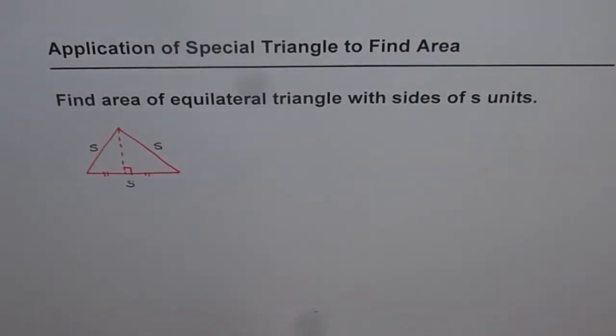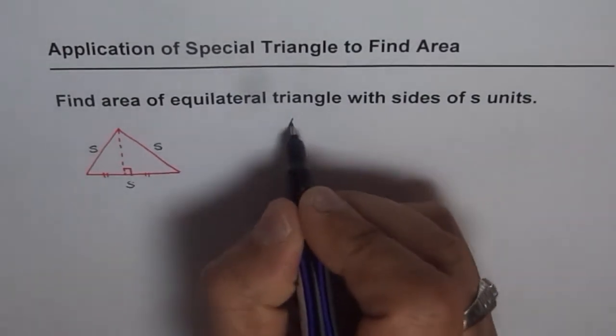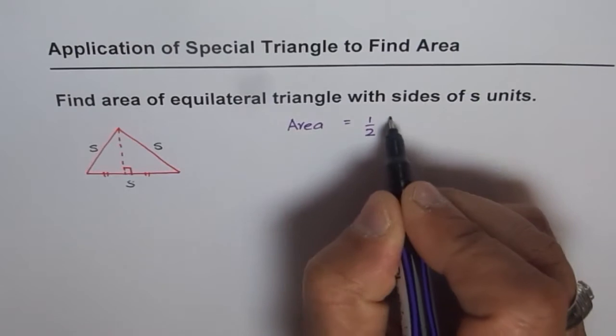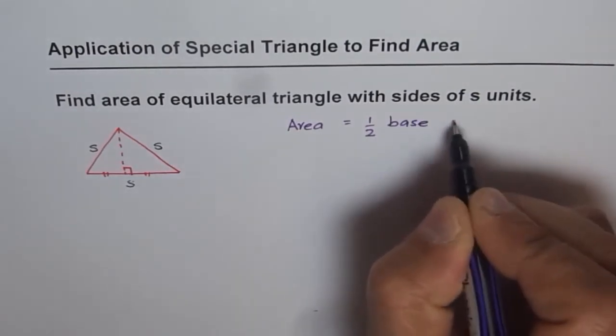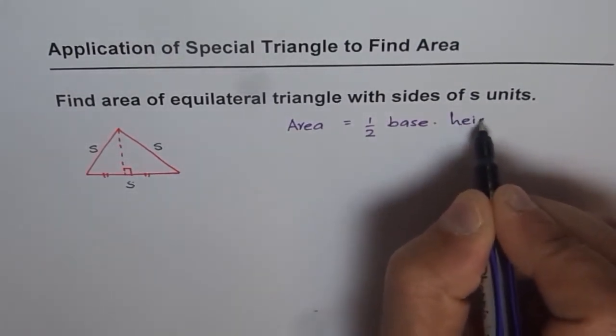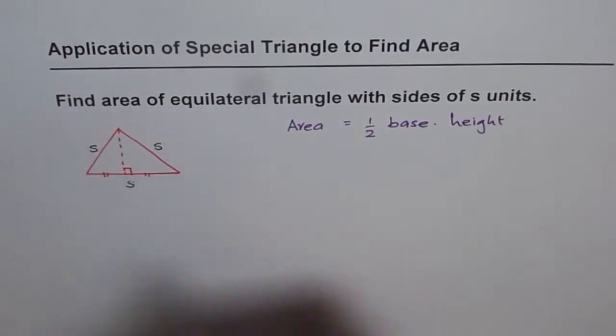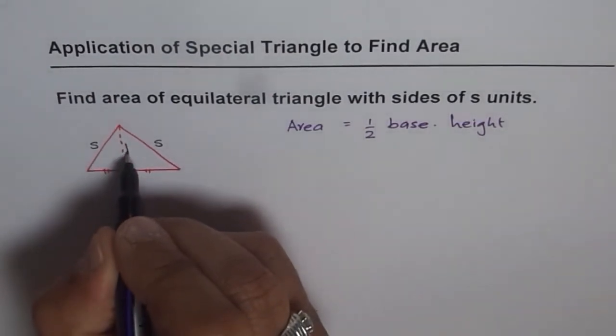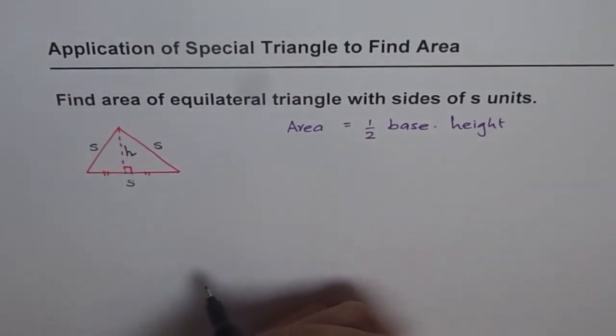Now from here we know area is equals to half base times height. Now if the sides are S, what is going to be the height? Now that is the question. So how much is this height h equals to? That is what we need to figure out.